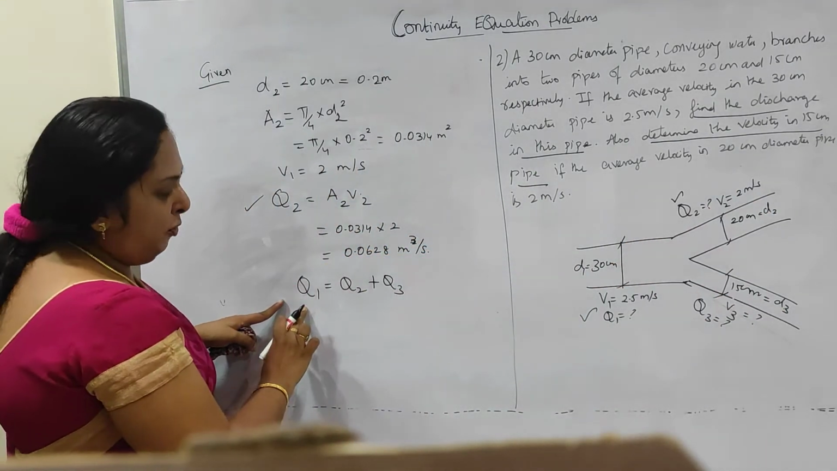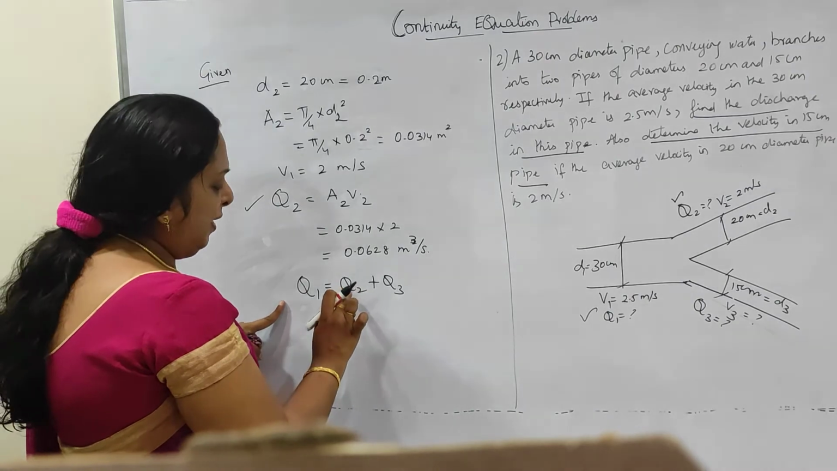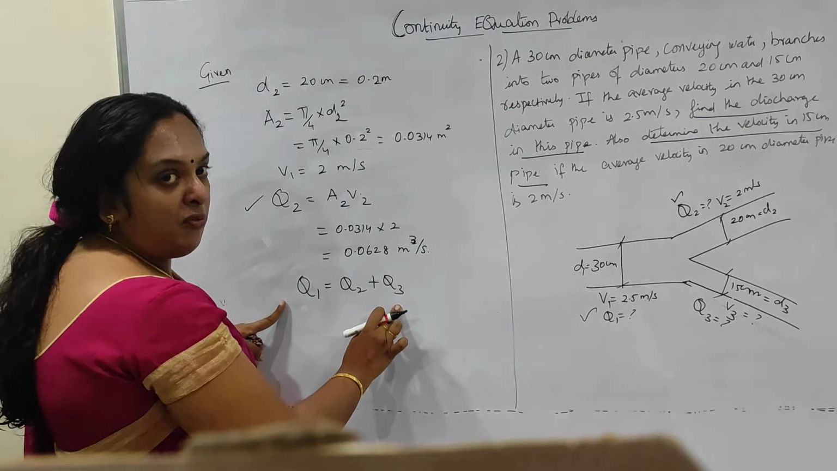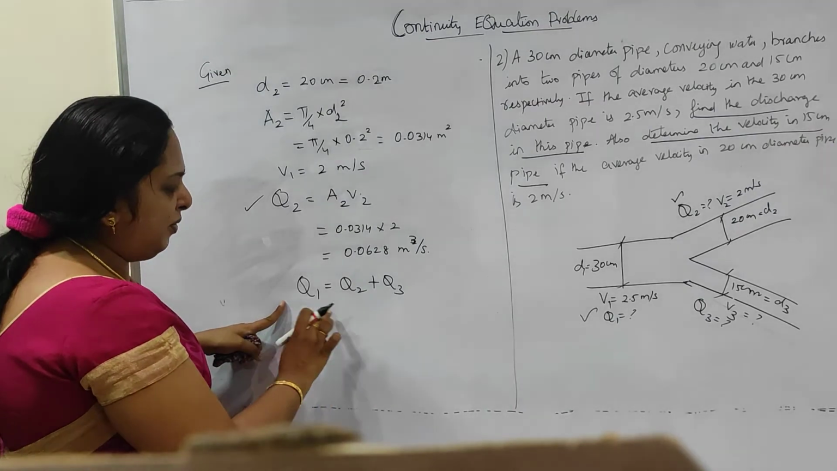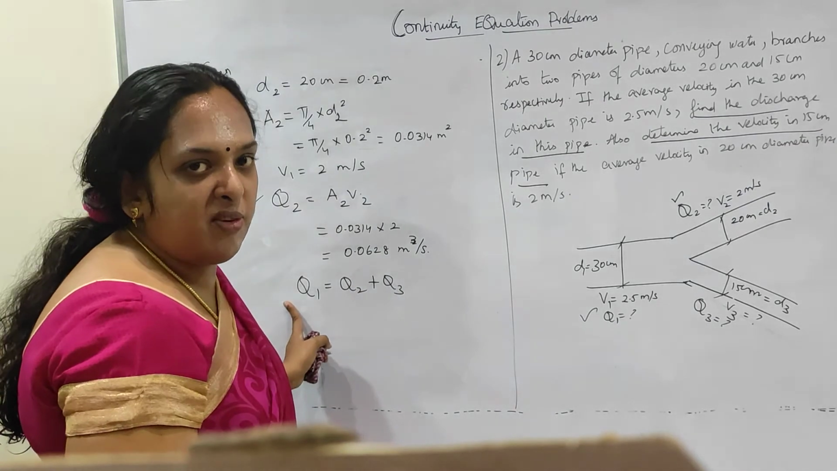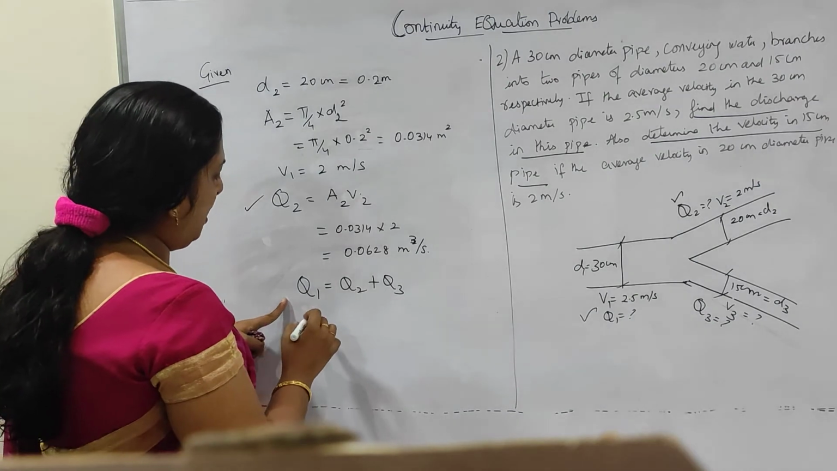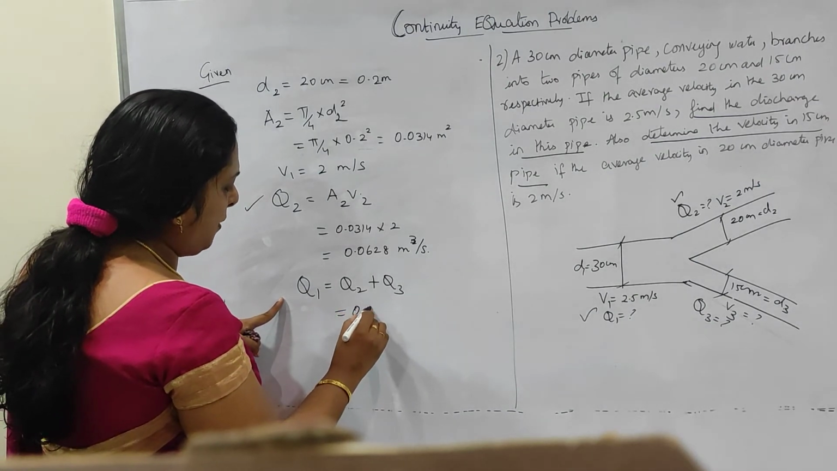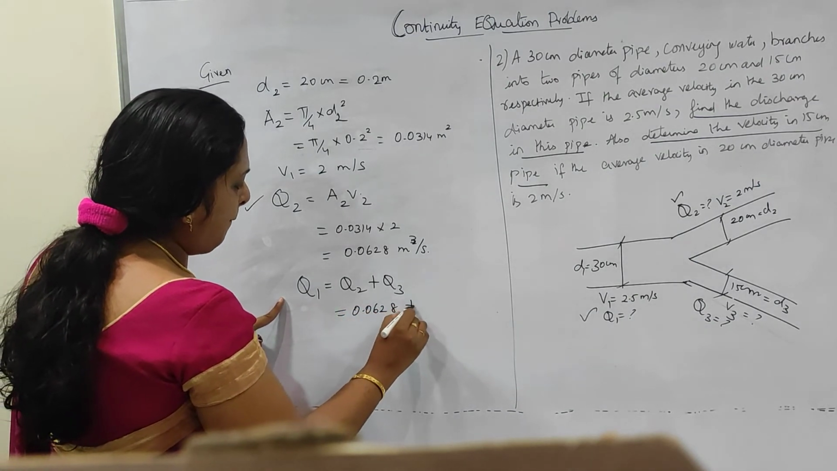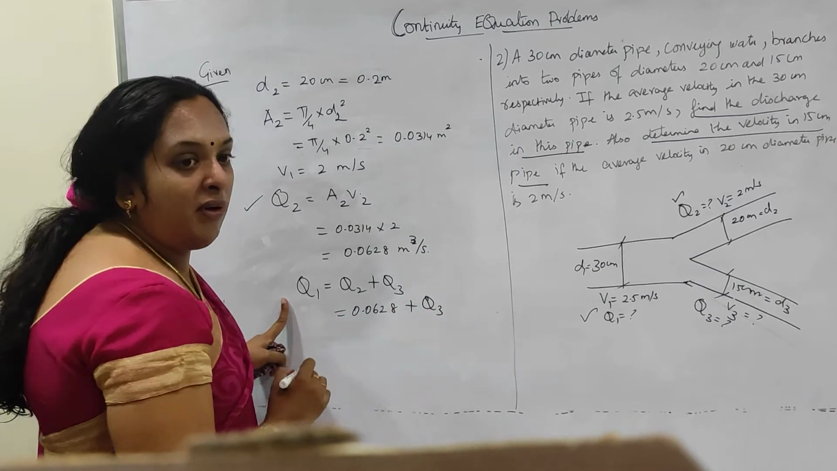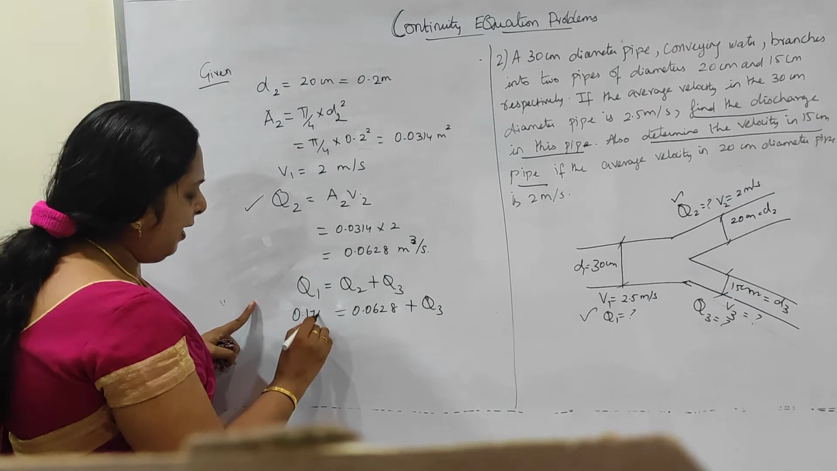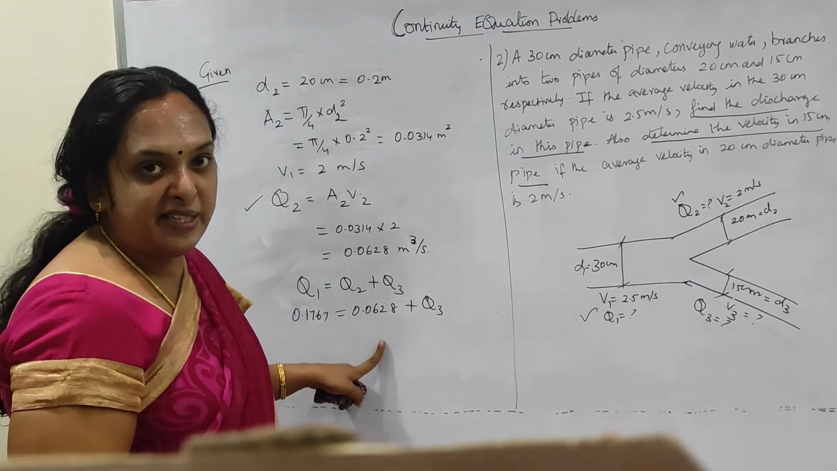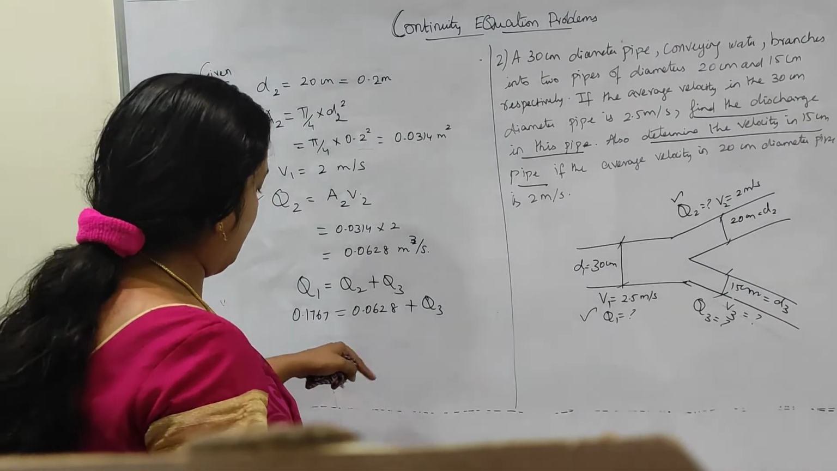So the entire flow Q1 is the summation of the flow in Q2 and Q3. By using these two summations, you will be able to find out the value of Q3. It's very easy. Here, the Q2 value I have got is 0.0628 plus Q3, and the Q1 value we have got already. It is 0.1767. Please ensure everything is in the same unit, that is meter cube per second.